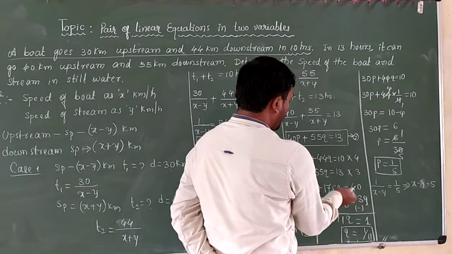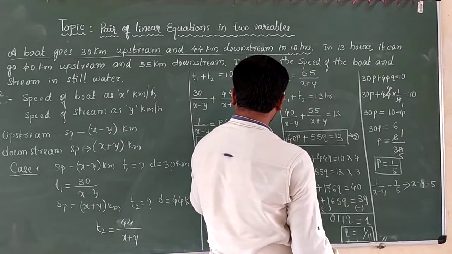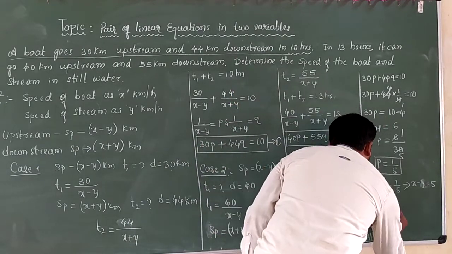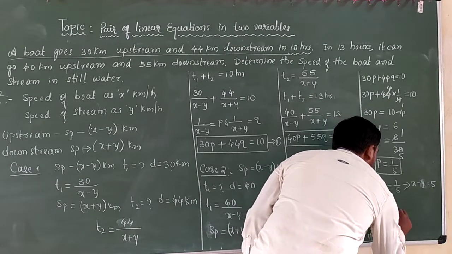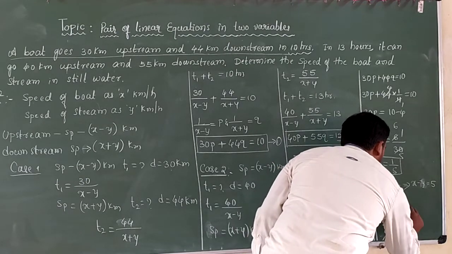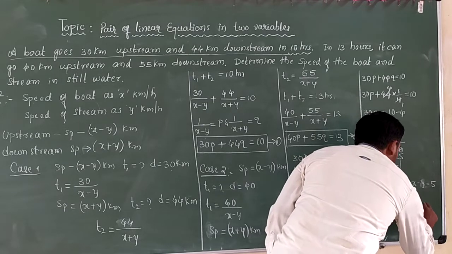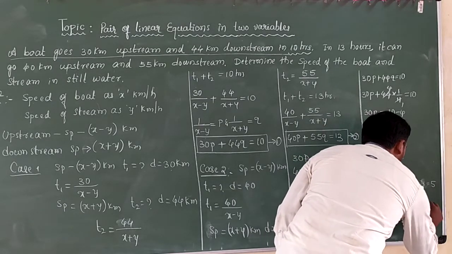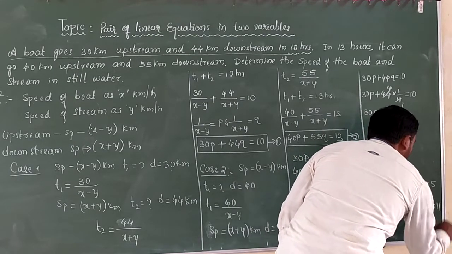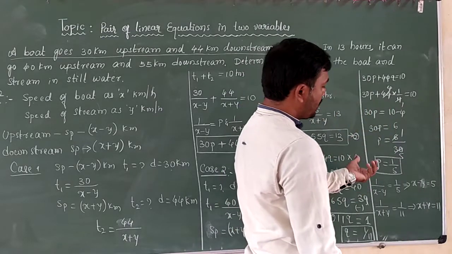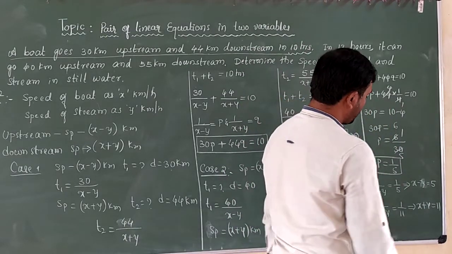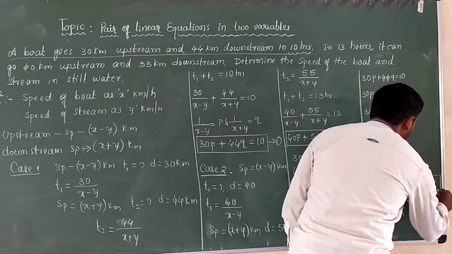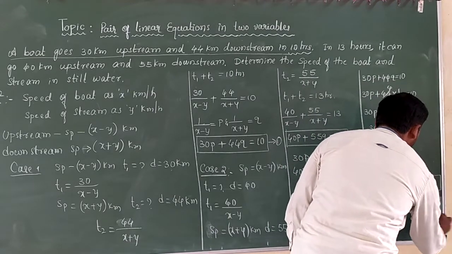In the same way, here q is 1 by 11. What have we taken here? Q is 1 by x plus y. 1 by x plus y is equal to 1 by 11. So this implies x plus y is equal to 11. To get the values of x and y, here we have to solve these two equations again simultaneously, that is this equation and this equation.